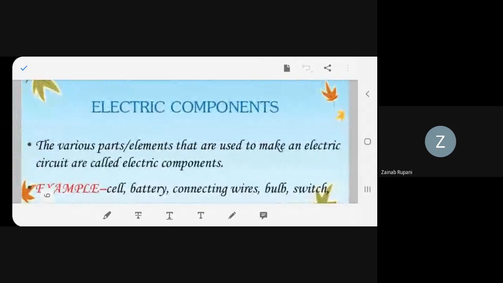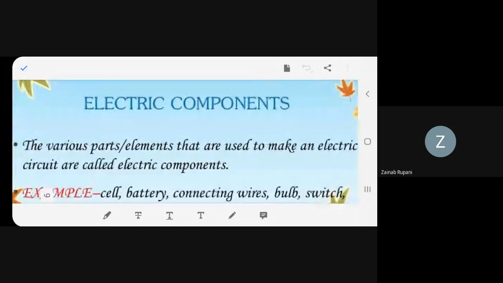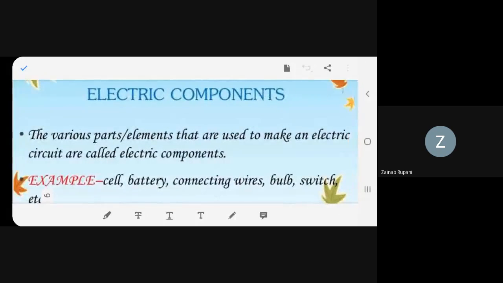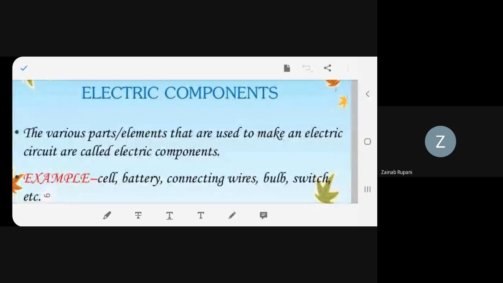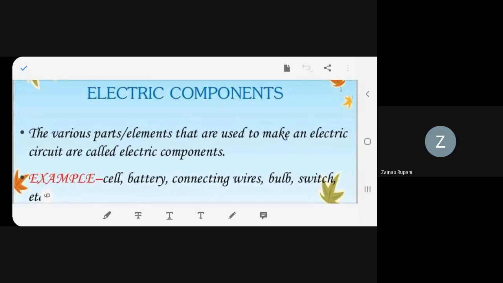You know what is electricity, isn't it? That's why I did not begin with electricity. You know what is electricity? Yes or no? Yes. So I'm teaching you something different. Now we'll see what electricity is made up of. Rather, what are the electrical components?